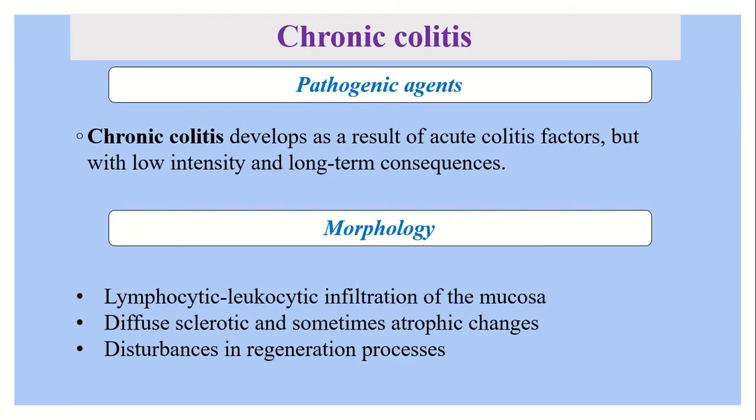Chronic colitis develops as a result of the same factors as acute colitis, but with low intensity and long-term consequences. The morphology shows lymphocytic and leukocytic infiltration of the whole mucosa, diffuse sclerotic and sometimes atrophic change, and disturbances in regeneration processes.